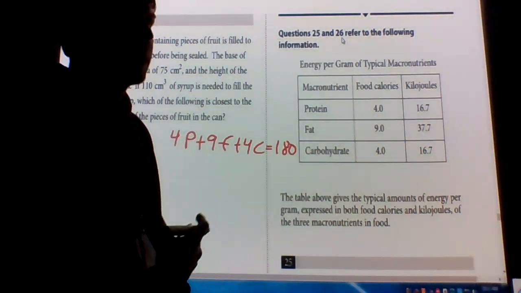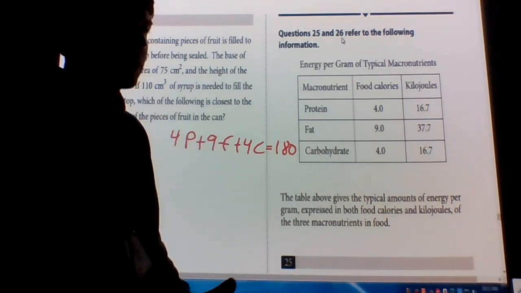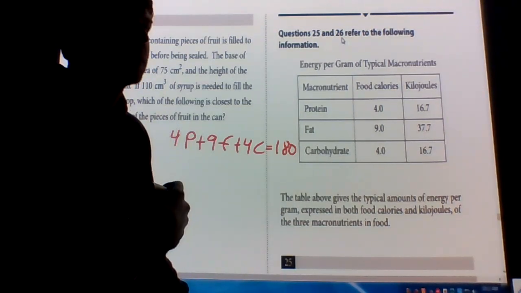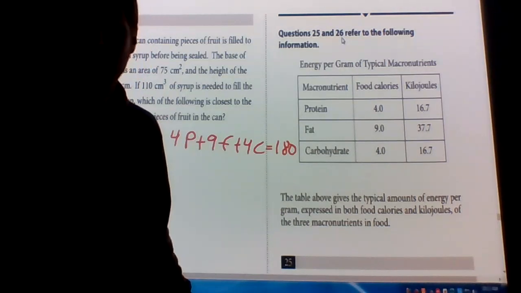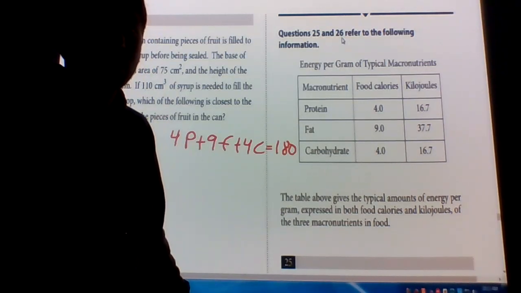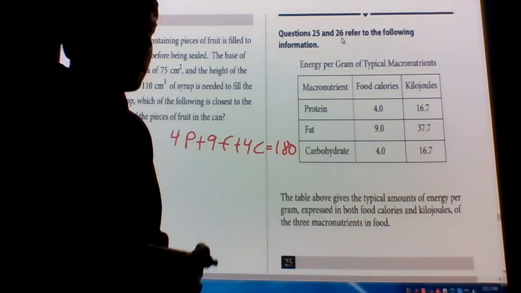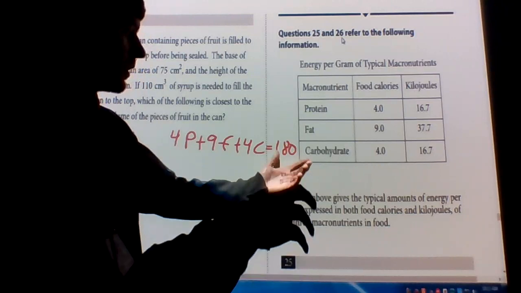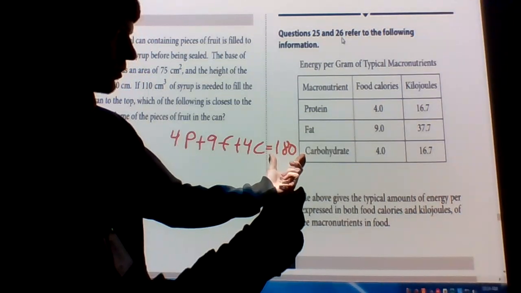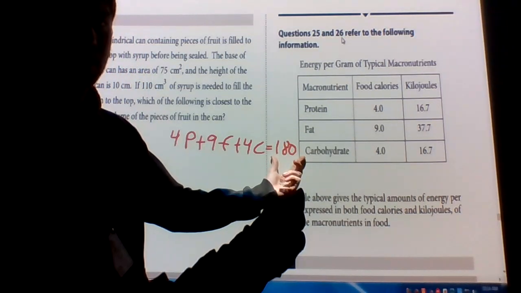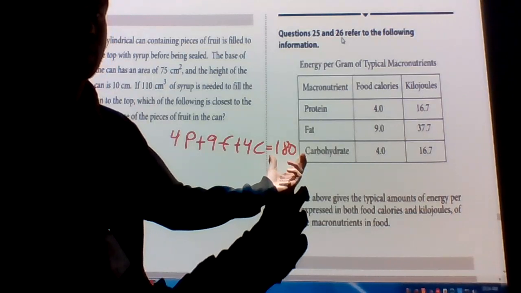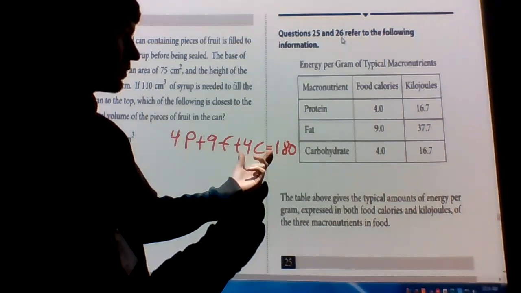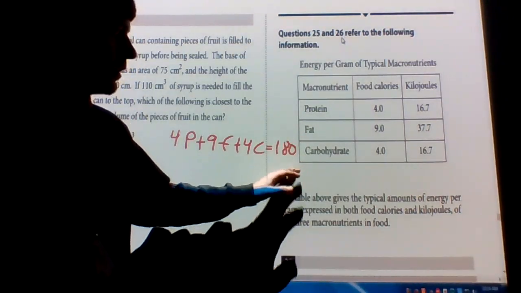And it said the ratio of the sides of a triangle are 4 to 1 to 9. And then we did 4x plus 9x equals whatever the perimeter was they gave us. Or 3 angles of a triangle, or the ratio is 3 to 5 to 7, we would do 3x plus 5x plus 7x equals 180. So here we have 180 for total amount of calories. We know the ratio of calories is 4 to 9 to 4, so we're going to do 4P plus 9F plus 4C, because we don't know what those actual numbers are.